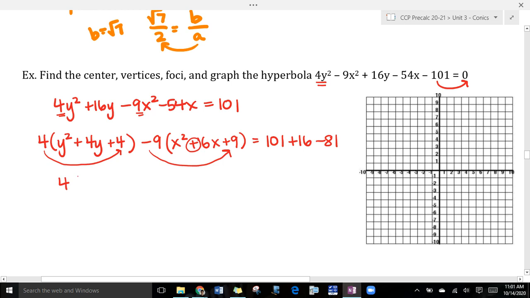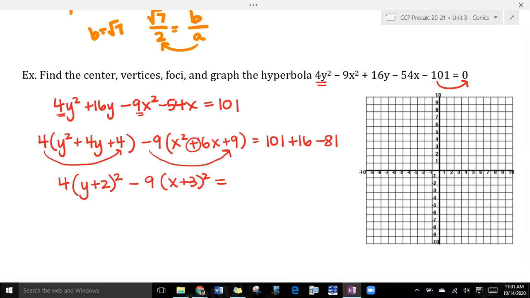The y squared plus 4y plus 4 factors into y plus 2 squared, minus 9, then I'll do an x plus 3 squared. And now I've got to think for the right side. 101 plus 16 is 117. And then minus 81, I'm actually going to grab a calculator real quick. 117 minus 81 gives me 36. So equals 36. Okay, so again, same process as the ellipses.